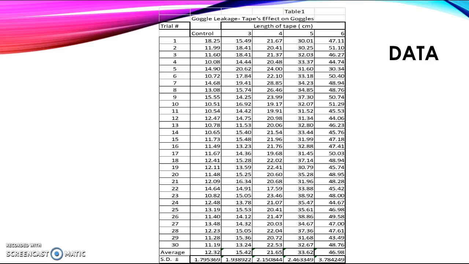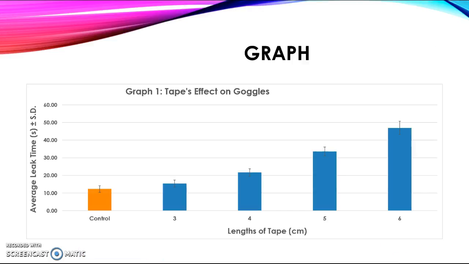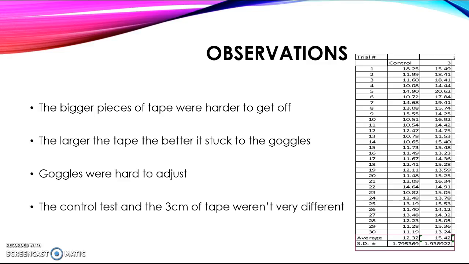Data. Here's my data table. Each column is labeled, 1 for control and the rest for tape lengths in centimeters. At the bottom are the averages and the standard deviation. Graph. The y-axis shows the average time in seconds. The x-axis shows the length of tape in centimeters. The error bar represents the standard deviation.